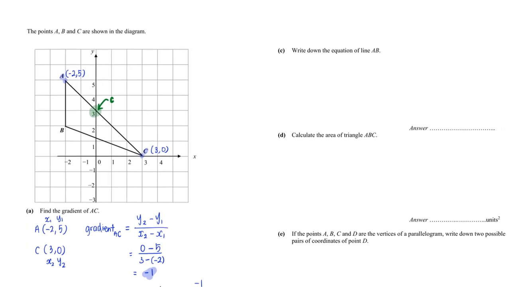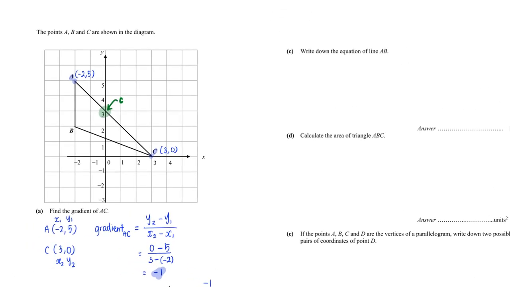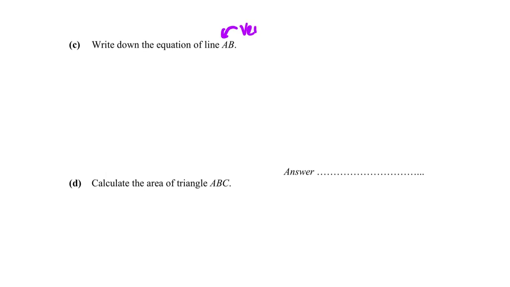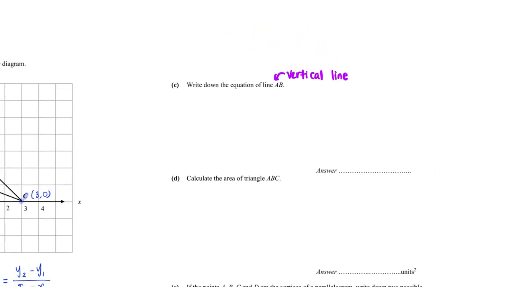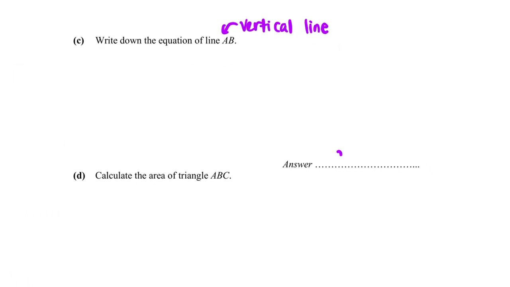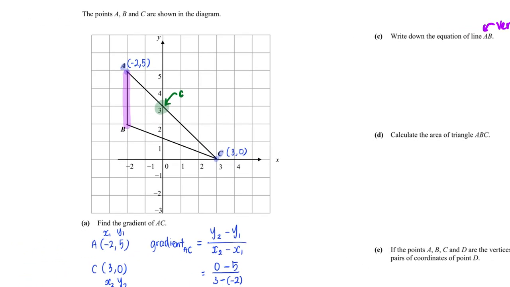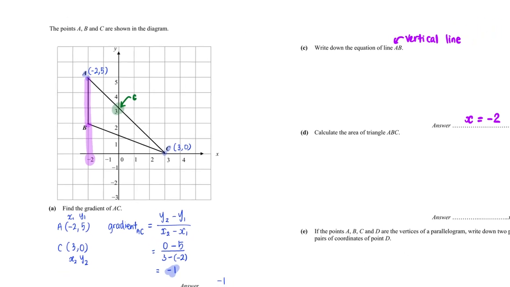Now, for the equation of line AB, which happens to be a vertical line, for all vertical lines, very importantly, please take note, this is a vertical line, then no working is required. This happens at the point where x is -2.